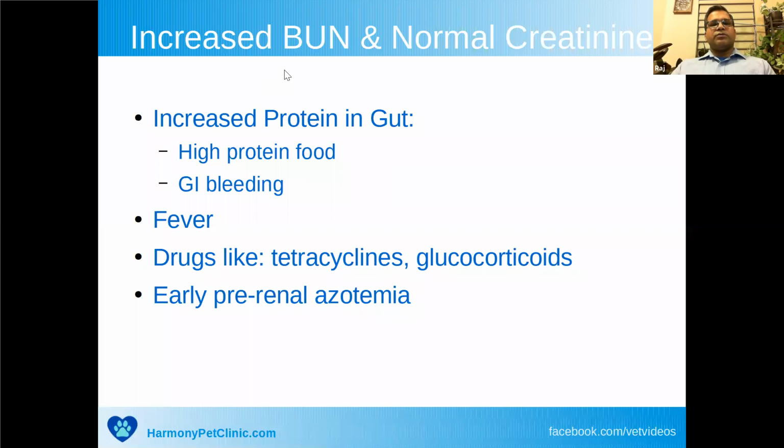There are some conditions where you will see increased blood urea nitrogen and normal creatinine. This can be from increased protein in the intestine, from either high protein food, a recent high protein meal, or GI bleeding that leads to production of ammonia, and this ammonia is absorbed and taken to the liver and converted into blood urea nitrogen. So you will see increased BUN with normal creatinine. It's not an indicator of kidney disease or kidney dysfunction, but just a normal increase. High fever can lead to increased BUN. Certain drugs like tetracyclines and glucocorticoids also lead to it. And sometimes even early pre-renal azotemia with mild dehydration, you will see an increase of BUN but normal creatinine.